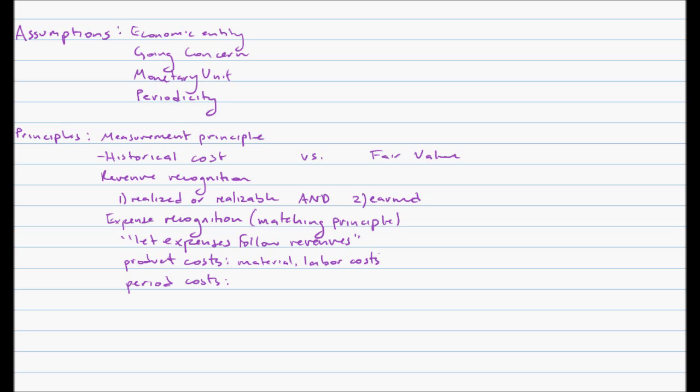Now, on the other hand, period costs have an indirect relationship with revenue, and because we can't directly match them to revenue, we generally expense them as we incur them. So one example would be salaries and administrative costs. For example, the company's president's salary really doesn't have a direct relationship with the revenue that we report. So we basically expense it as we incur it.